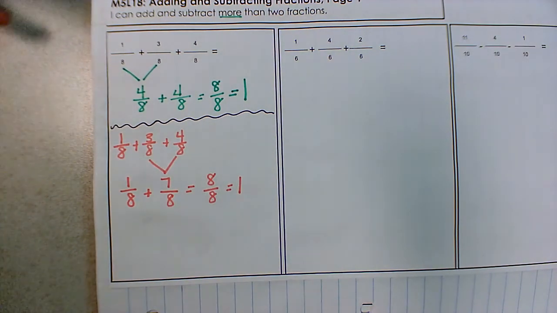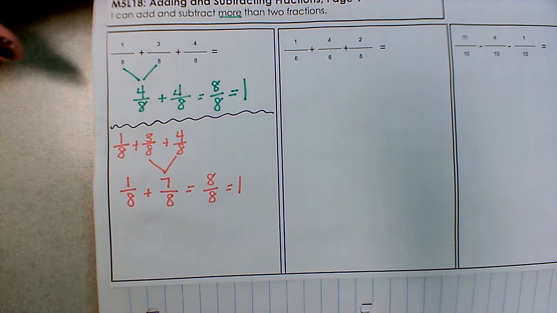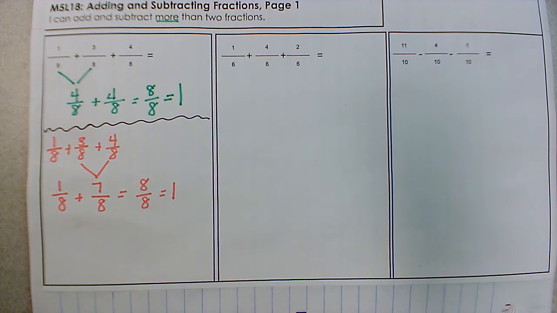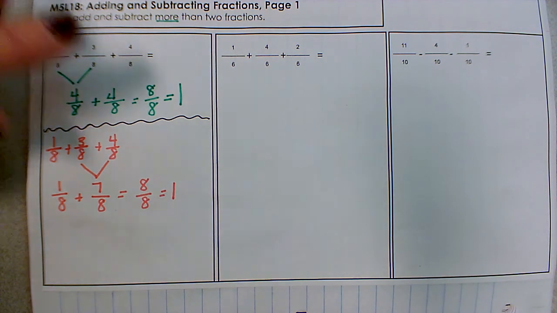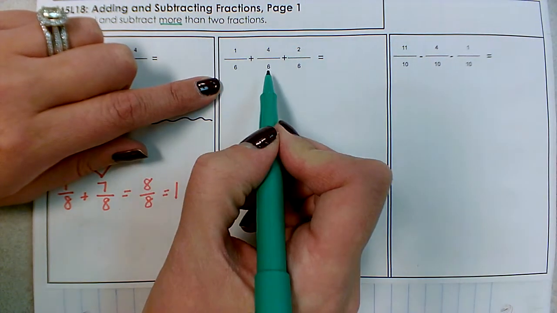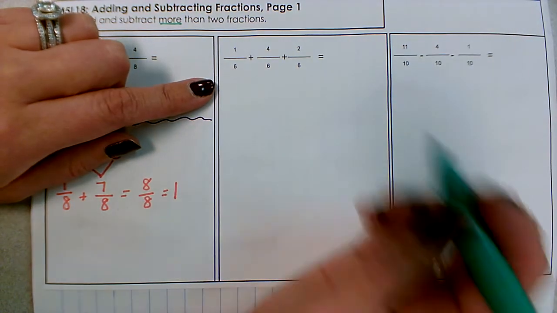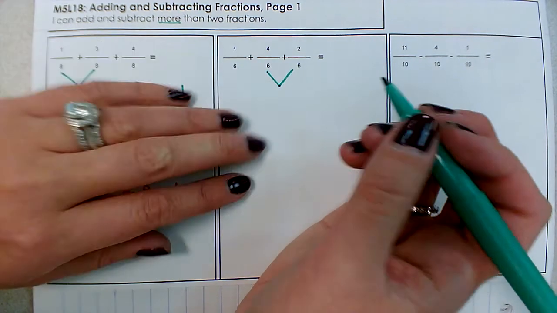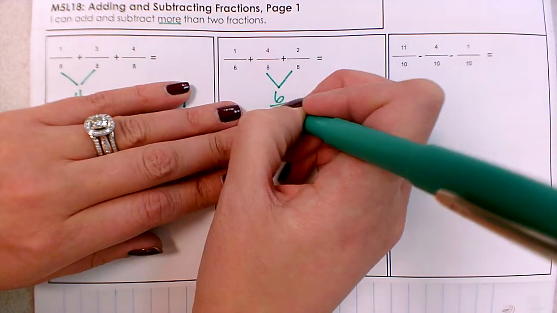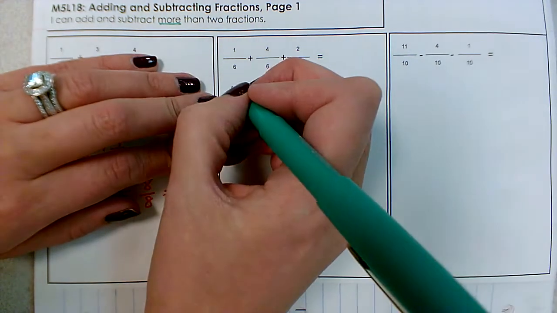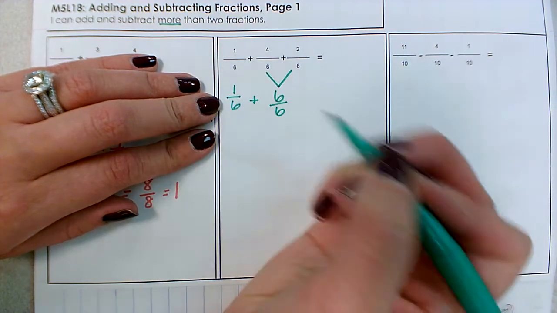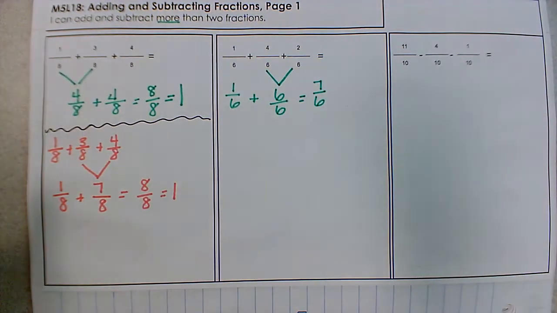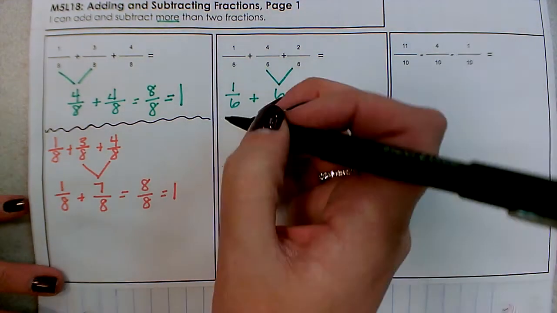So fourth graders, our objective today is just finding some new different ways that I can use this adding and subtracting when I have more than just 2 fractions. So let's look at another example. I have 1/6 plus 4/6 plus 2/6. So I'm going to go ahead and just combine these two. And I know that 4/6 plus 2/6 equals 6/6. And so I'm going to add 1/6 plus 6/6 equals 7/6. So there's one way I can solve that. And I'm going to leave it just like that this time.